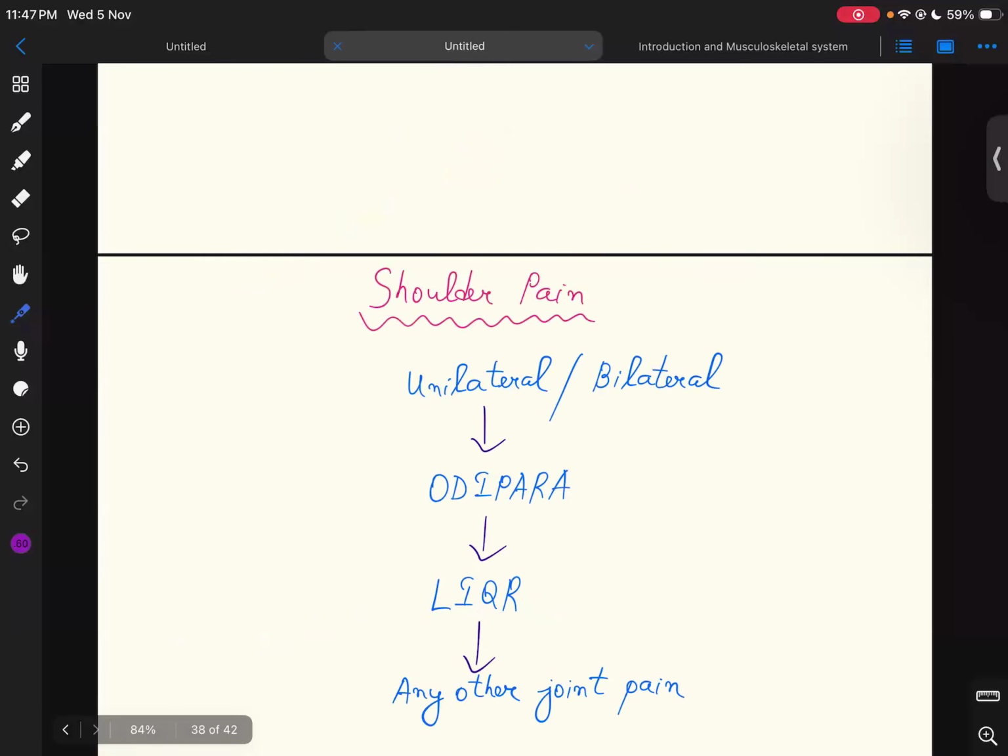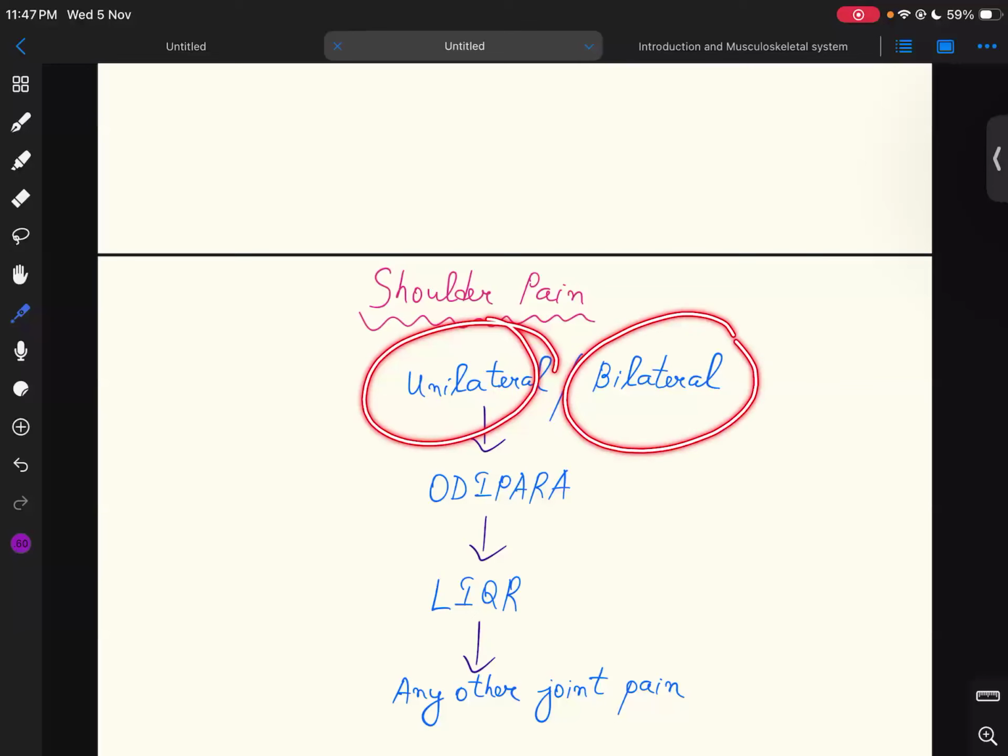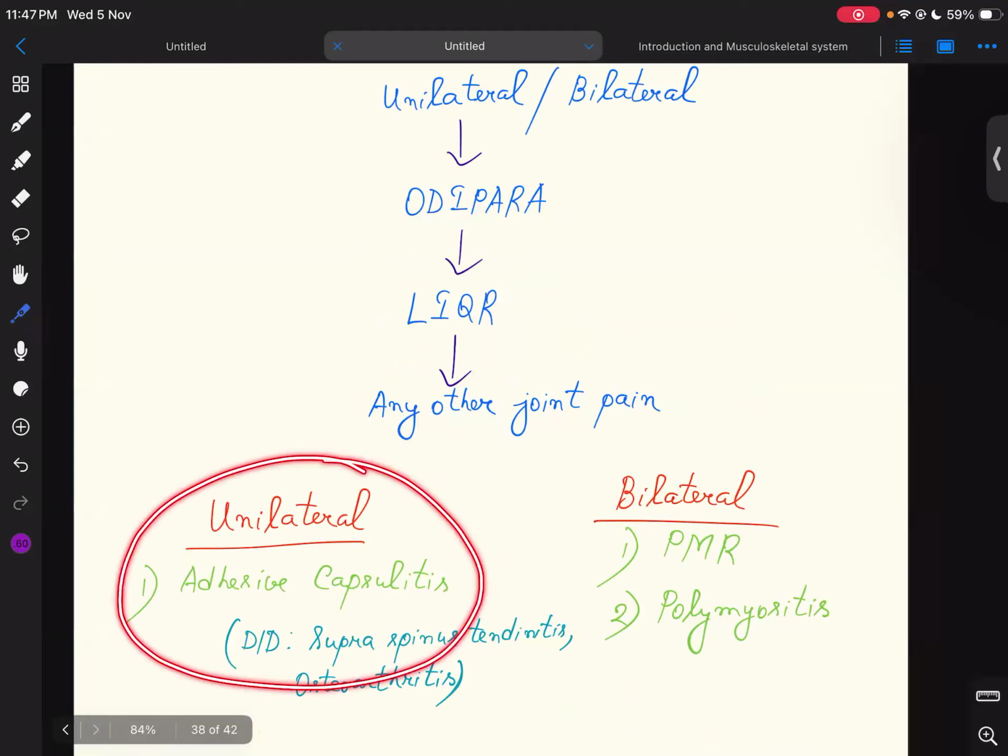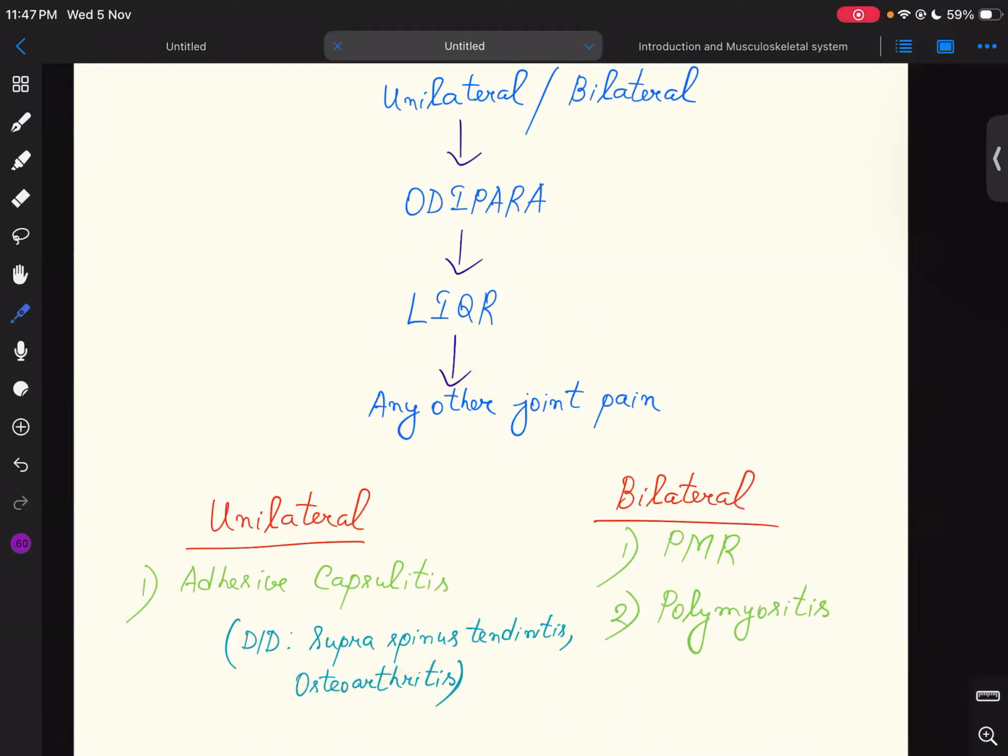First, we have to check whether it is unilateral shoulder pain or bilateral shoulder pain. If it is unilateral shoulder pain, then the differential diagnosis for the PACES exam is adhesive capsulitis. I'm telling you, for the PACES exam, the differential diagnosis for unilateral shoulder pain is adhesive capsulitis. In telling the differential diagnosis of adhesive capsulitis, you can say supraspinatus tendinitis or osteoarthritis. For bilateral shoulder pain, the differential diagnosis is polymyalgia rheumatica or polymyositis for the PACES exam. I'm telling you, these are the differential diagnoses for PACES.